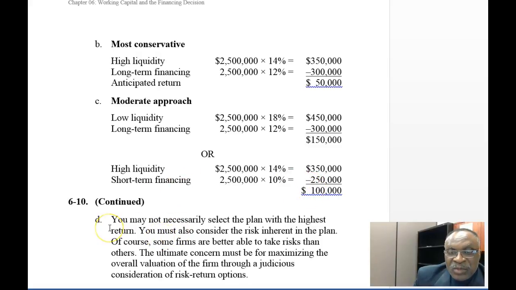So the solution is you may not necessarily select the plan with the highest return. You must also consider the risk inherent in the plan. Of course, some firms are able to take risks more than others. The ultimate concern must be for maximizing overall valuation of the firm through a judicious consideration of risk-return options.